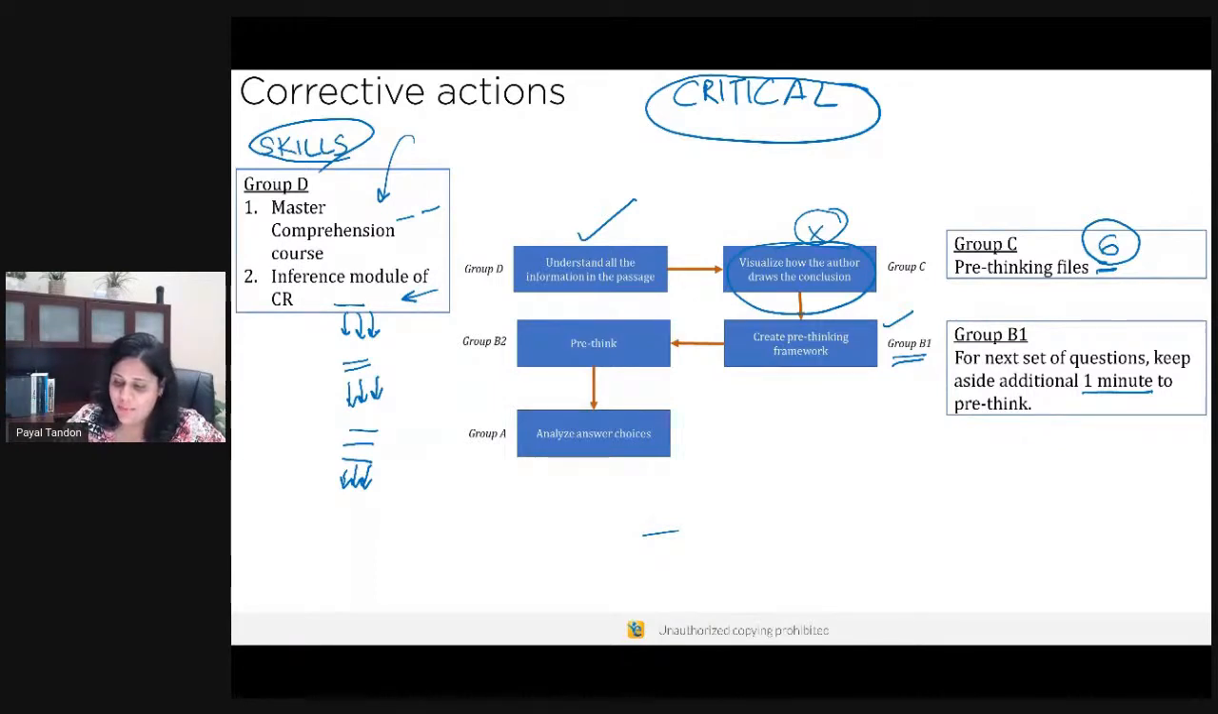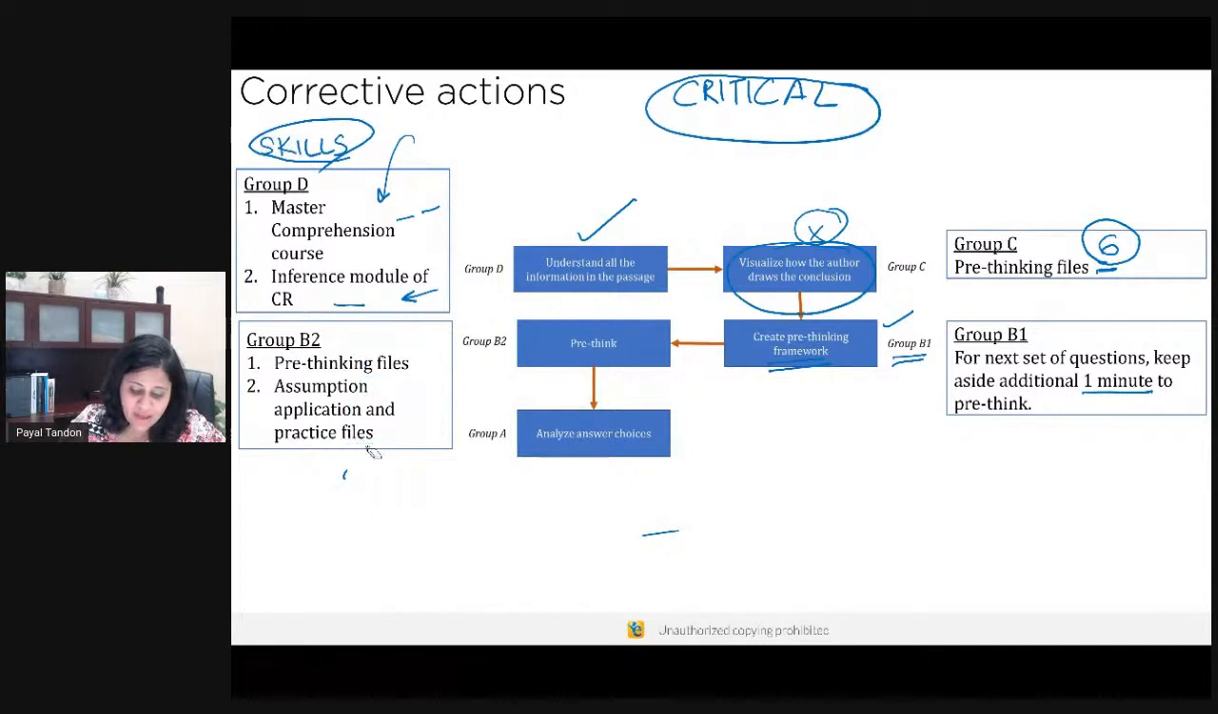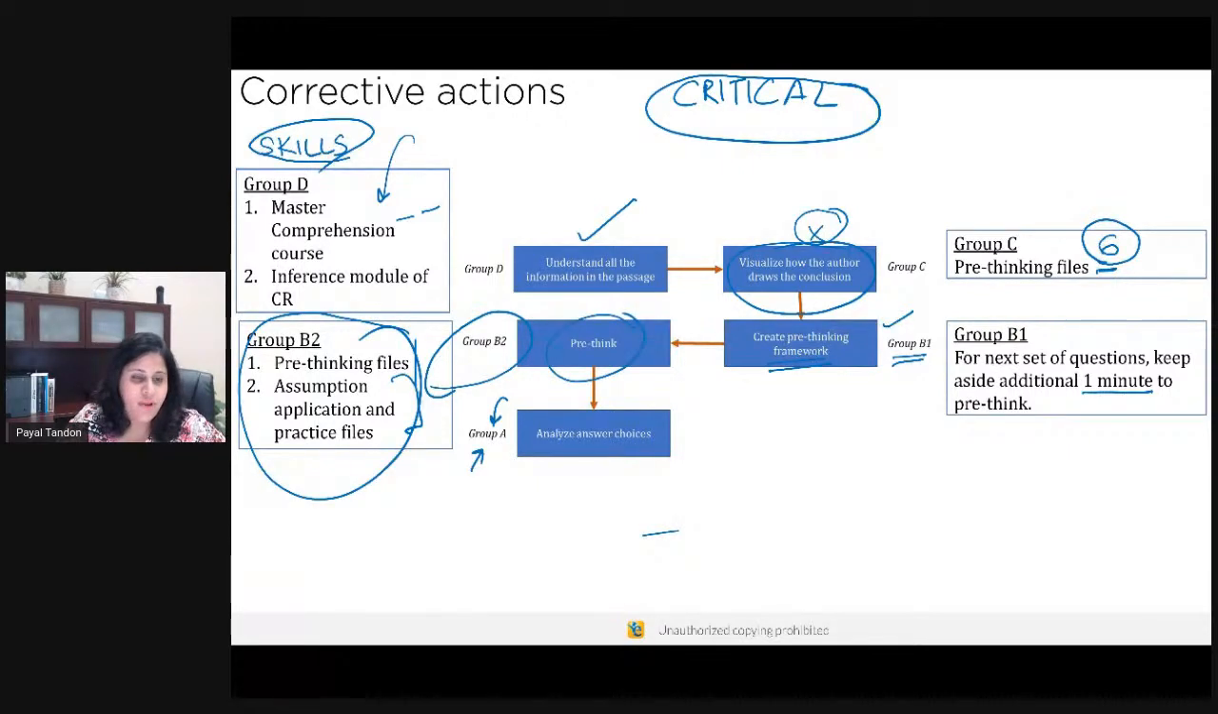Now, let's say you are able to come up with the pre-thinking framework, but you still cannot pre-think. For that, again, you need to go through the pre-thinking files, and all of the assumption, application, and practice files, because that's when you need to revise those, or if you haven't gone through those, you need to go through them. If you do that, there is no reason why you would not come to group A. That is what our students tell us. If they do the pre-thinking files really well, there is no reason why they would not fall in group A for all the questions they solve, or for the majority of questions they solve.